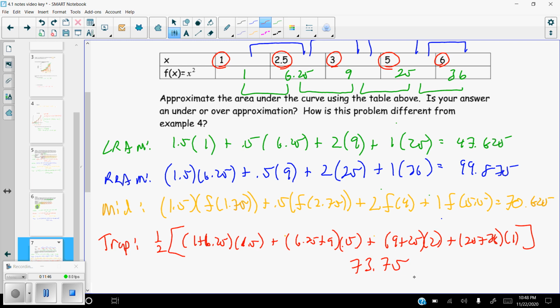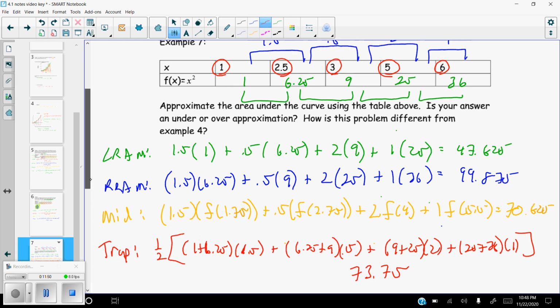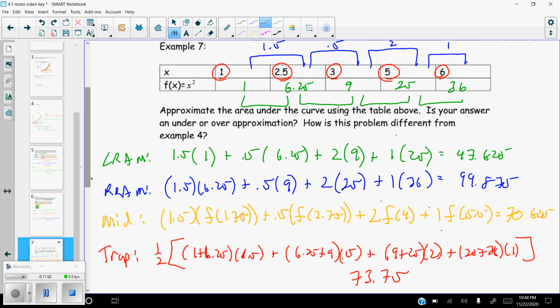This is the only one so far where the trapezoids and midpoints weren't the same, but that's because the difference in the x's was different. So the bases or the heights, depending on which one you're looking at, was different. All right, 12 minutes, a couple minutes more than I thought, but good enough.